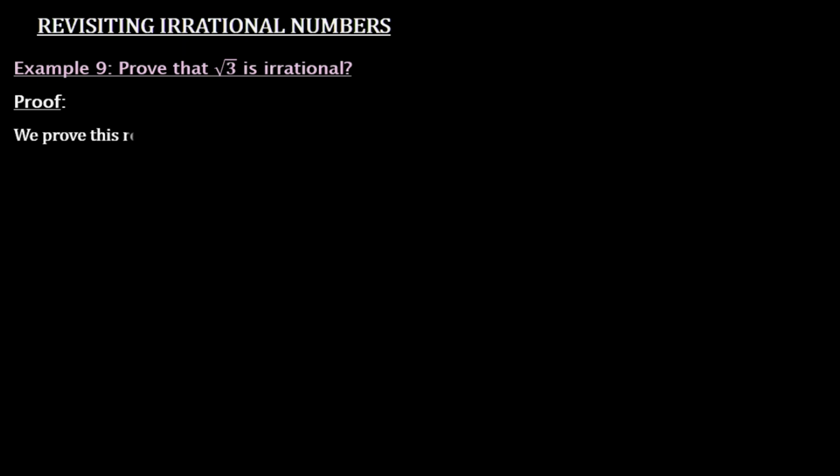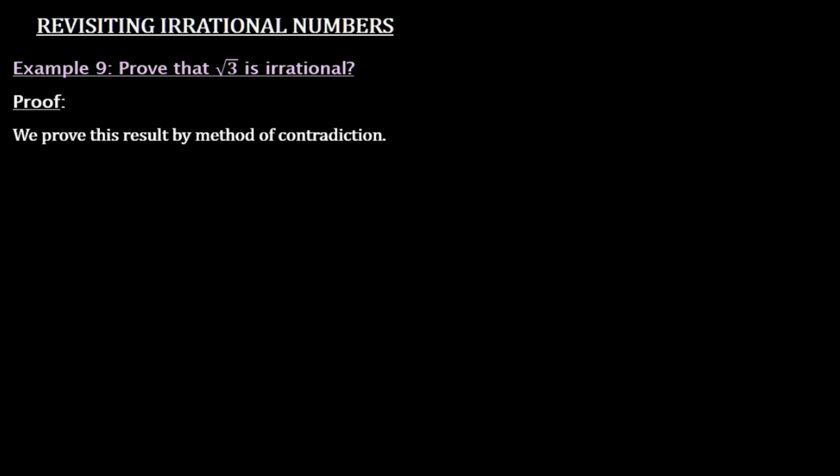Proof. We prove this result by the method of contradiction. For a small piece of information, the method of contradiction is used when we have only two results in front of us, either this or that. For the real numbers, there are only two categories, either rational or irrational. If A is a real number, then A can be either a rational number or an irrational number.